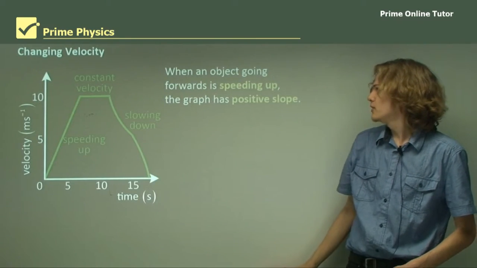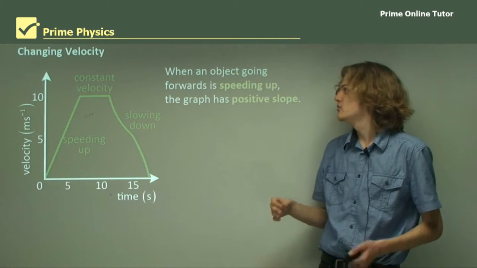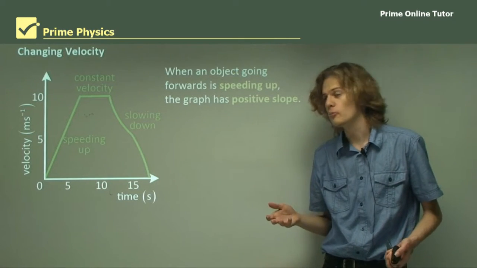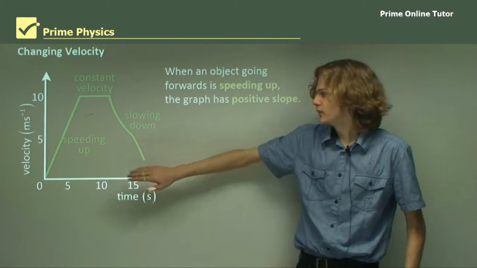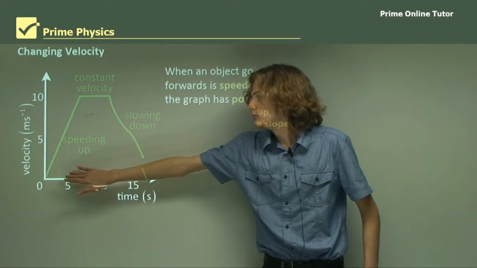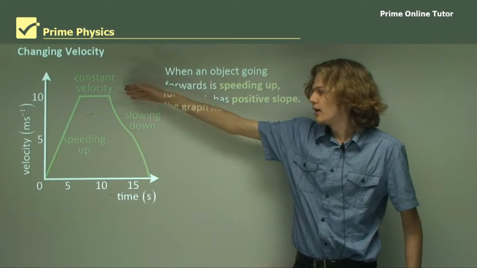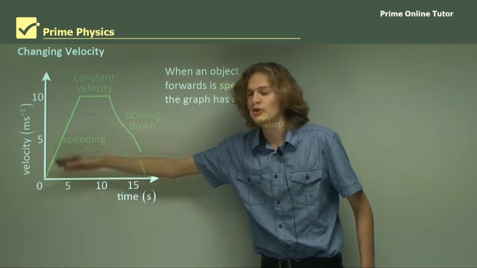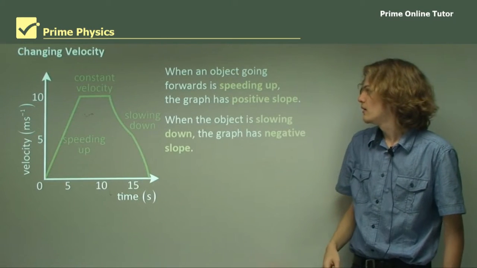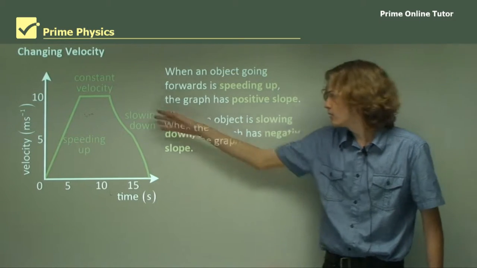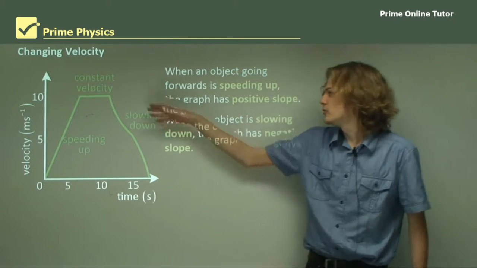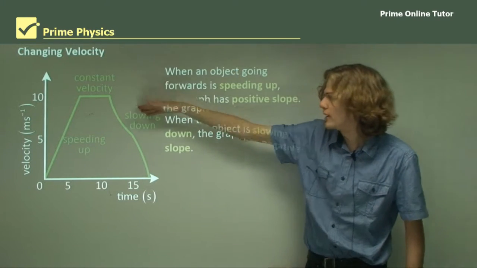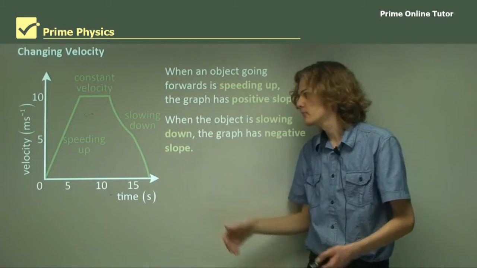So, when an object is going forward and speeding up, the graph has a positive slope. We can see that in this graph, for example, the object is speeding up as its velocity moves from 0 to 10. When the object is slowing down, on the other hand, like over here, the graph has negative slope. So its speed is going down from 10 all the way down to 0, and the slope is negative.